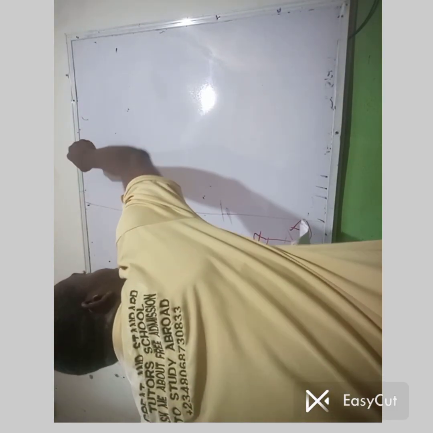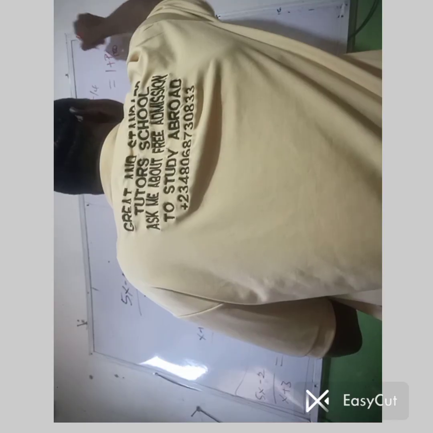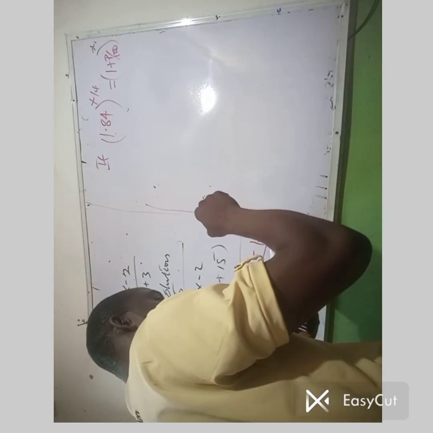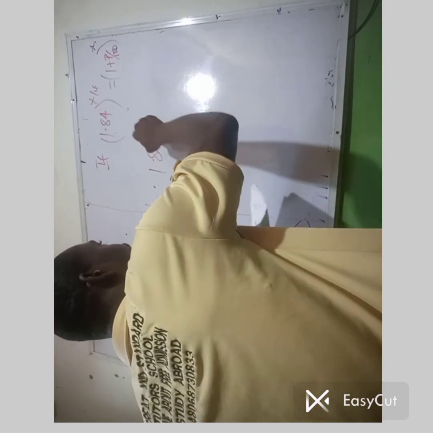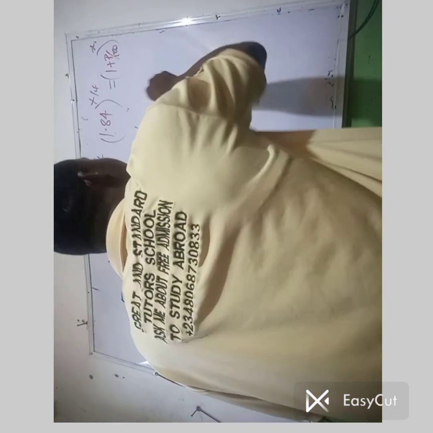If 1.84 raised to power x over 4 is the same thing as 1 plus p over 100 raised to power x, equivalent to 1.84, they are still the same, raised to power 1 over 4 equal 1 plus p over 100 raised to power 1.